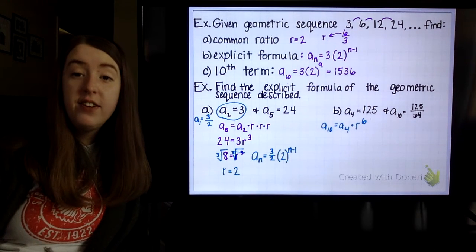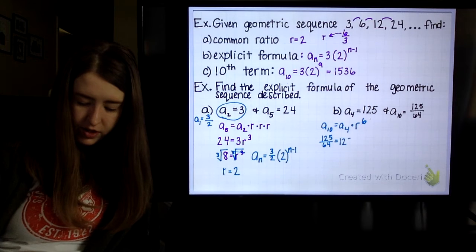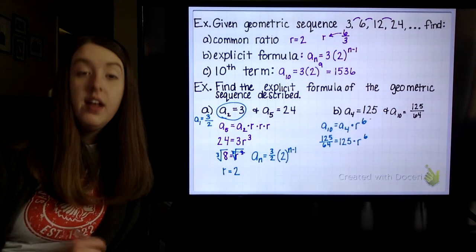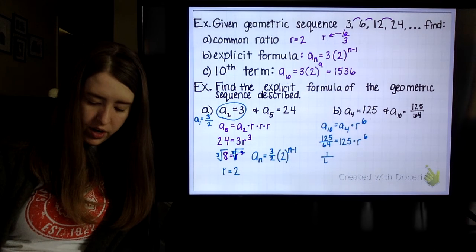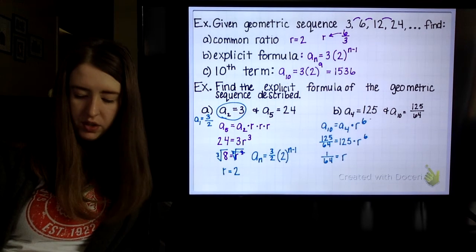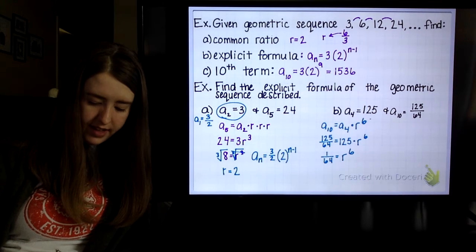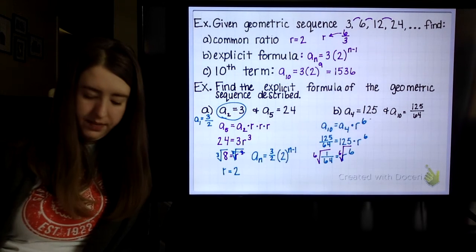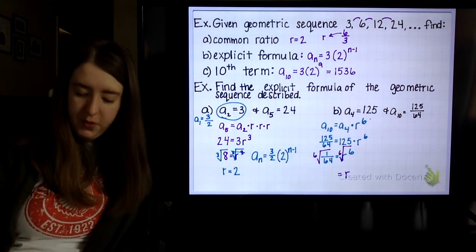So I'm going to put in what I have for a sub 10, that is 125 over 64 equals 125 times r to the 6th. So the next thing I'm going to do is I'm going to divide by 125 on both sides. So that will leave me with 1 over 64 equals r to the 6th. And then we'll take the 6th root of both sides. Remember, that's also the same thing as taking it to the 1/6 power. That's an option as well. The 6th root of 1 over 64 is a half.